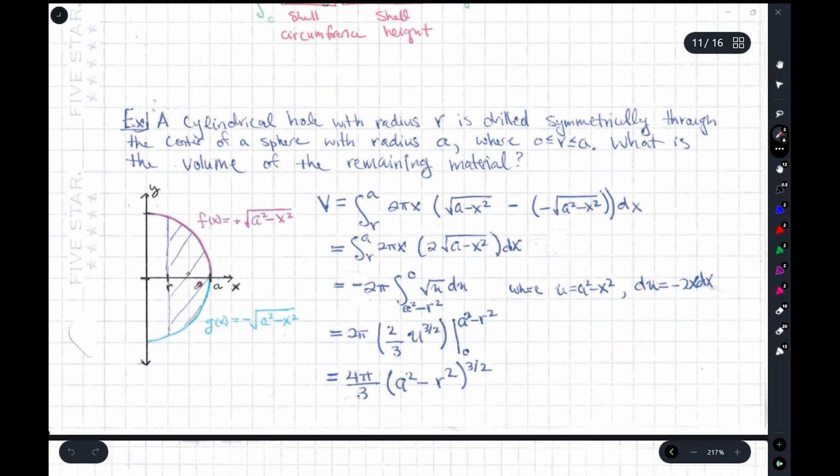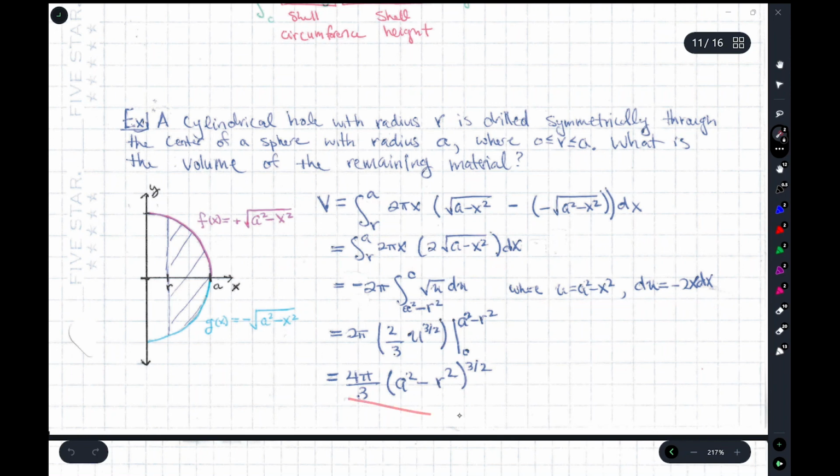Each shell, at some arbitrary x, has a circumference of 2 pi x. You take that circumference of the shell, multiply by the height, and you have the surface area of that shell. You multiply it by dx to make it a little bit thicker, and you get the volume of that shell, and you add all those small volumes together. We're integrating from x equals r to x equals a, and here's our formula. We do a u substitution to complete this integral.